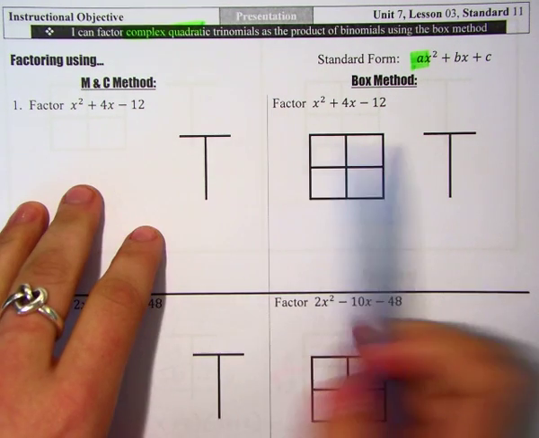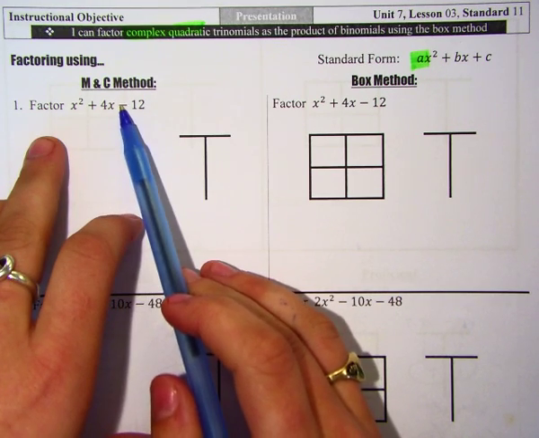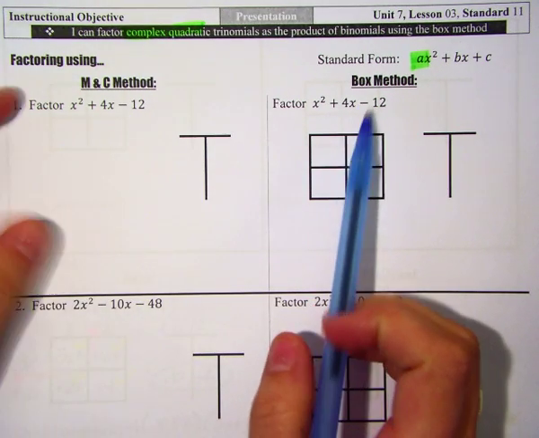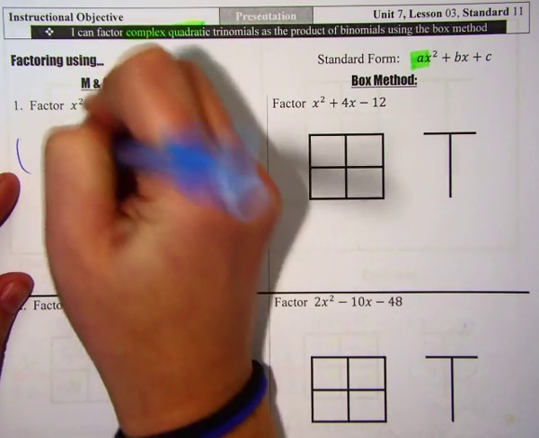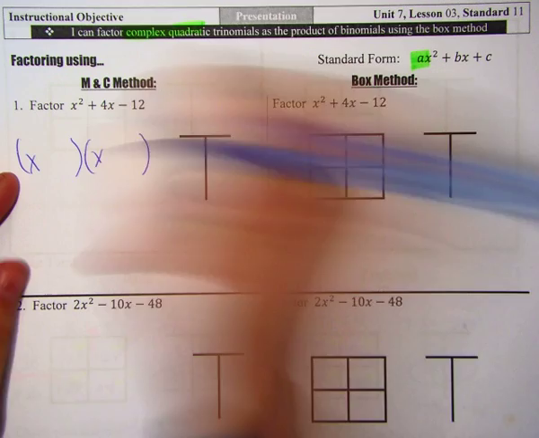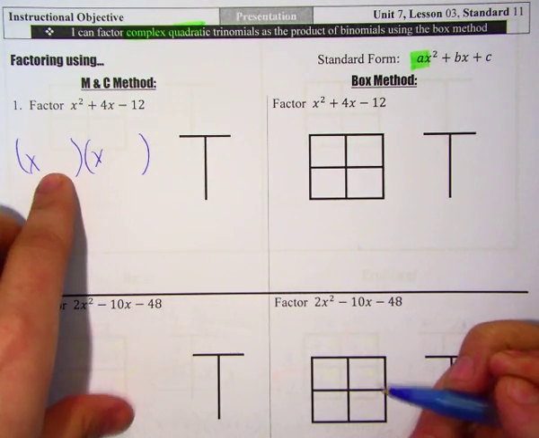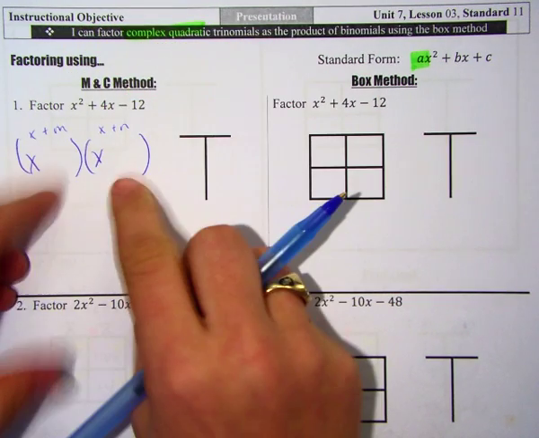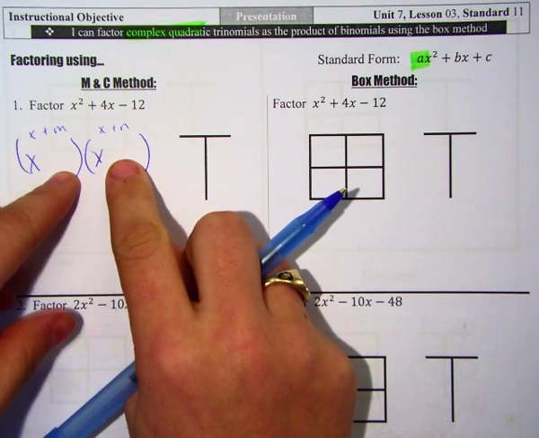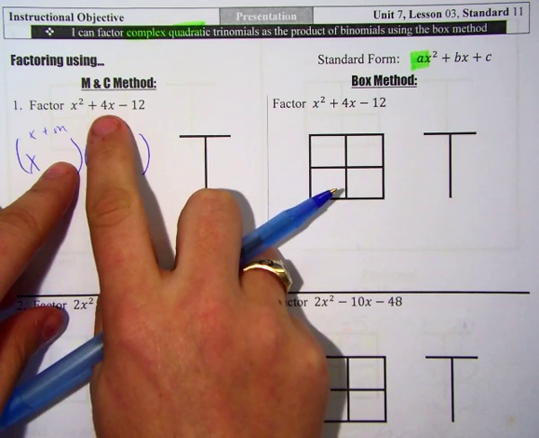So let's first compare the two methods. I'll do this problem first using the M&C method, then using the box method. So if we want to factor this, since it says factor, we know it's going to be the product of two binomials. Okay? And the product of two binomials has, if you remember, x plus m times the quantity x plus n, where m and n need to multiply to give us 12 and combine to give us 4.